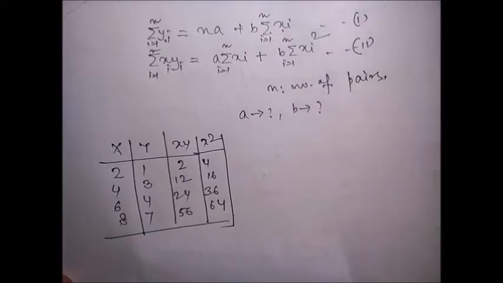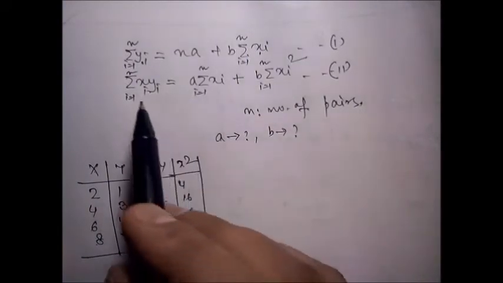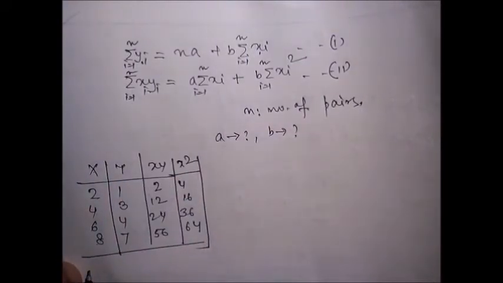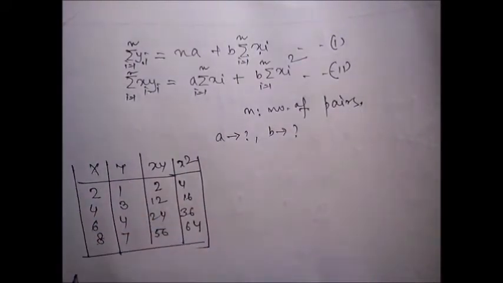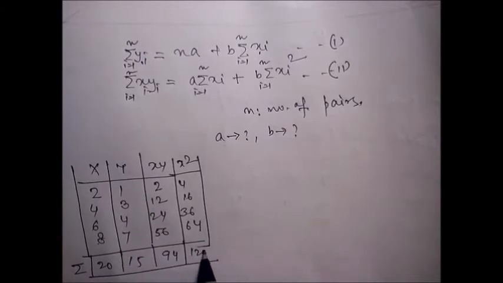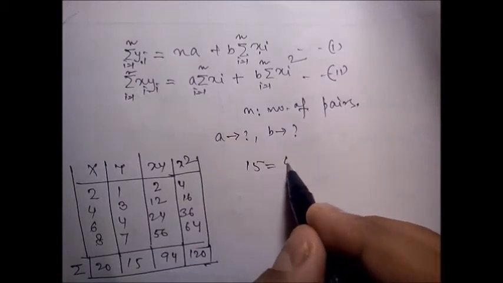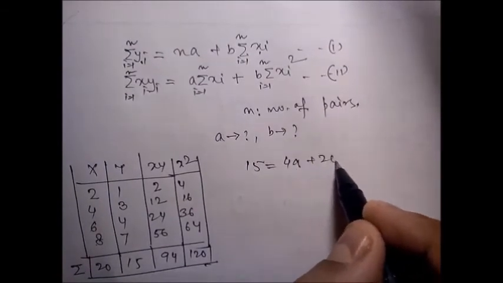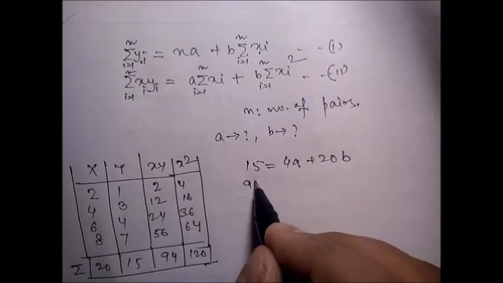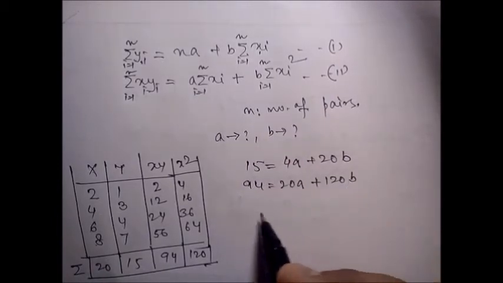Okay, so to identify the summations, all the summations are 20, 15, 94 and 120. So the equations are: 15 is equal to 4a plus 20b, and 94 is equal to 20a plus 120b.